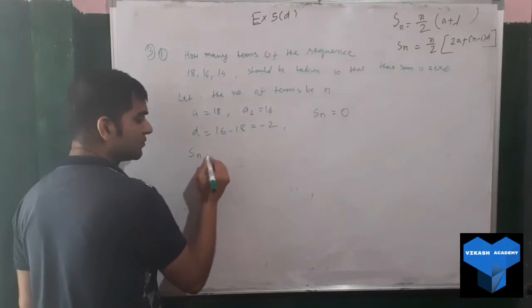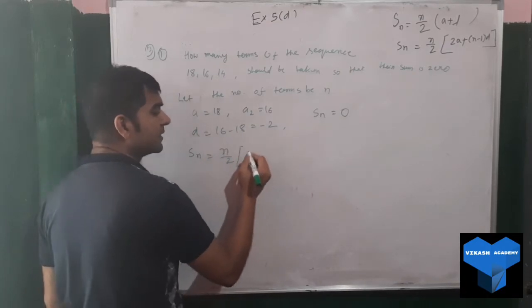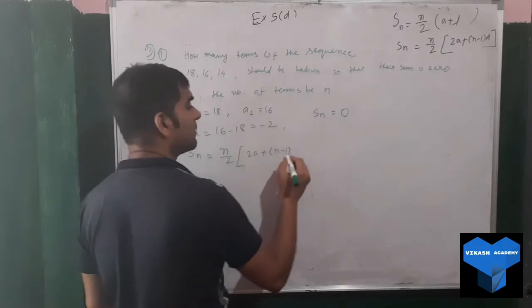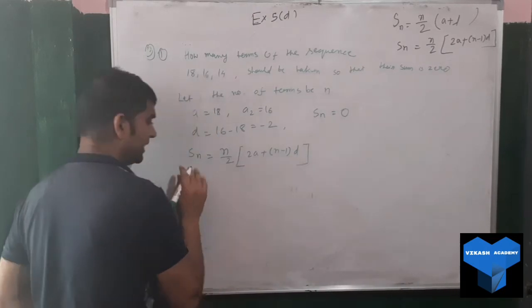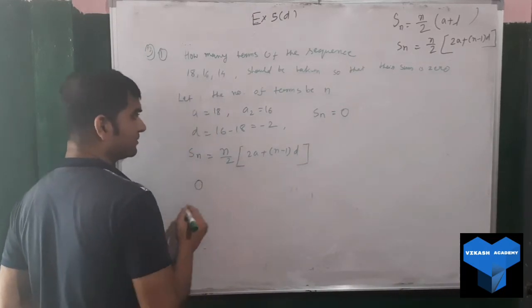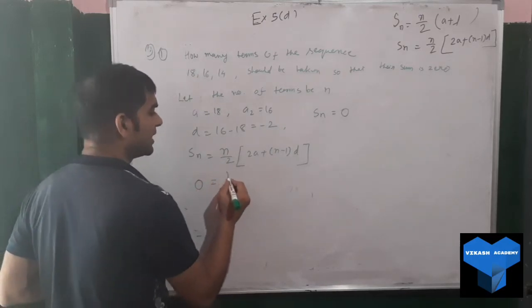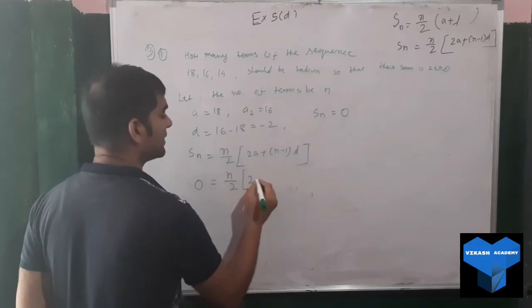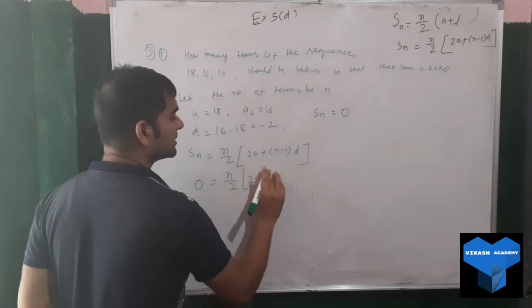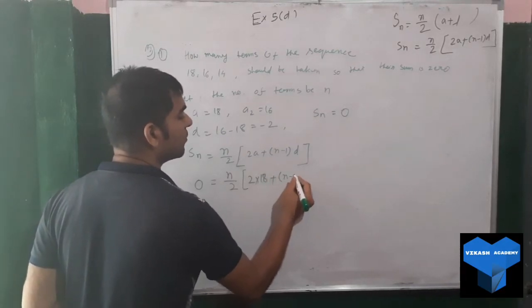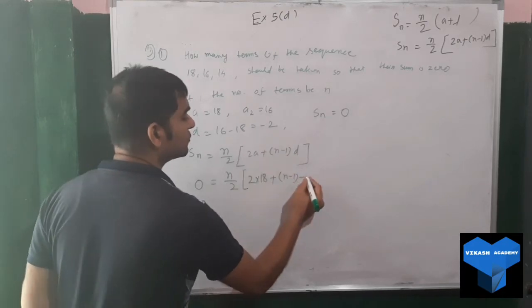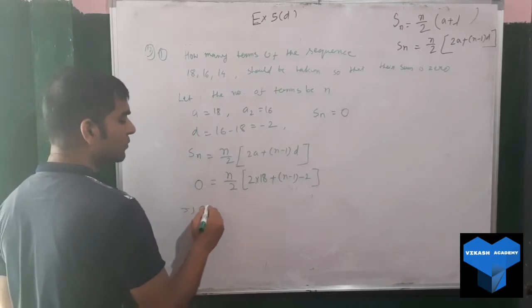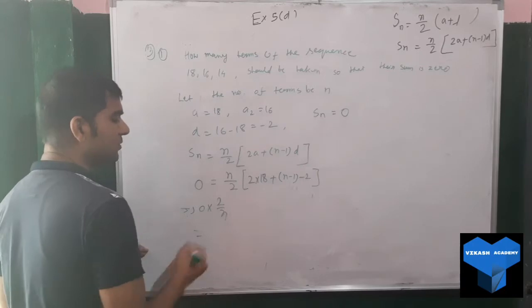You know the formula already. What is the formula? Sn is equal to n by 2, then 2a plus (n minus 1) d, close the bracket. Sn is given as 0. Then n by 2 will remain. Here 2a, we write 2, then a is 18, so we write 18, plus (n minus 1) d. How much is d? d is minus 2. Next, we will take this other side, it will become 0 into 2 by n.